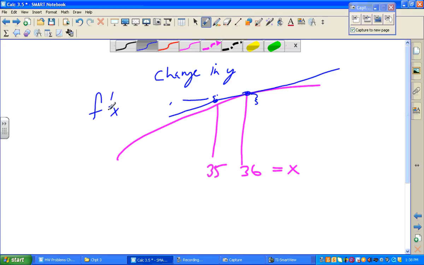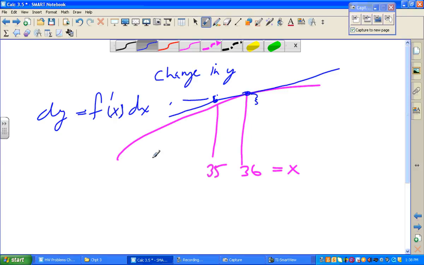F prime of x dx equals the change in y. Okay? So, I can tell you how far it changes.